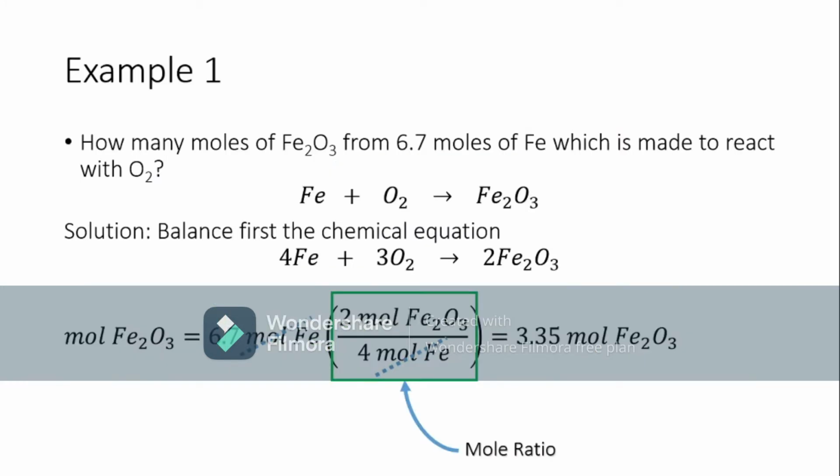So, example, how many moles of Fe2O3 from 6.7 moles of Fe which is made to react with O2? So, ang hinahanap natin ay moles ng Fe2O3. Ito ang unknown. Given sa atin ay 6.7 moles of Fe. Now, we need to balance the chemical equation or chemical reaction. So, 2 oxygen, 3.